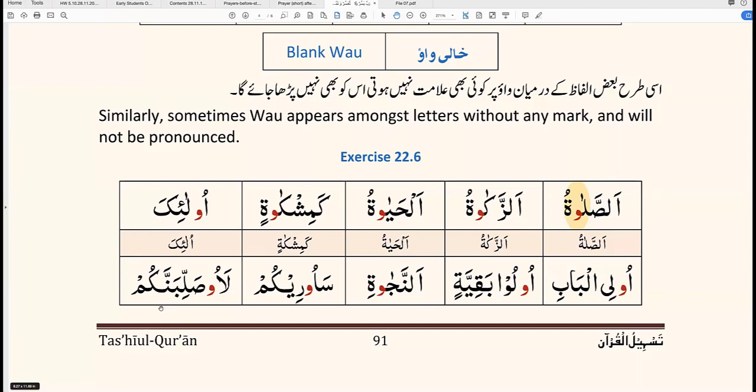Very, very nice reading. So let's go back to here. Sa'urikum. Sa'urikum. Well done. La usallibannakum. La usallibannakum. Well done. Make sure the timing stays consistent. Okay, the same all the way through for each of the 1 second strokes.